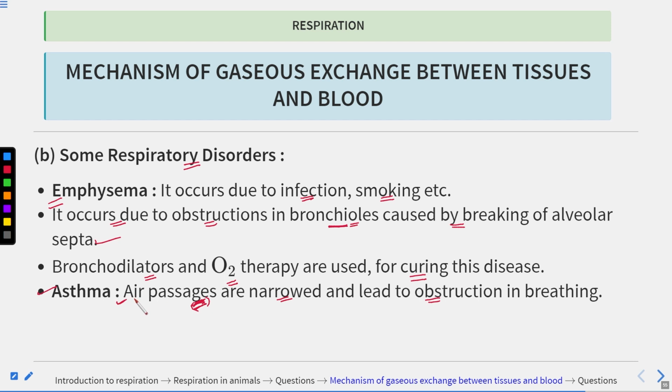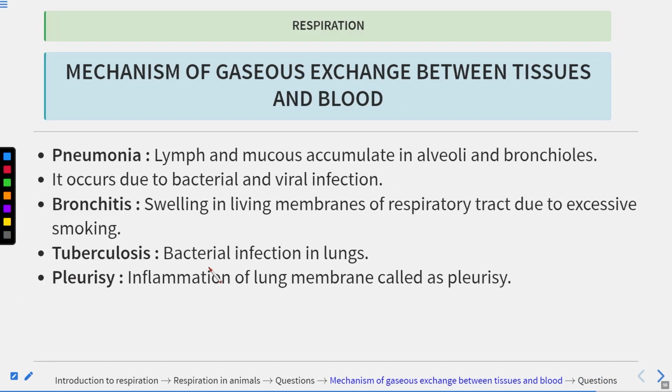and it can lead to asthma. Now pneumonia, next is pneumonia. So what is pneumonia? The lymph and the mucus accumulate in the alveoli and the bronchioles. Lymph, we have already studied when we were studying about the blood. Lymph is devoid of the RBCs as well as the WBCs. Alright, so lymph and the mucus accumulate in the alveoli as well as the bronchioles during pneumonia.